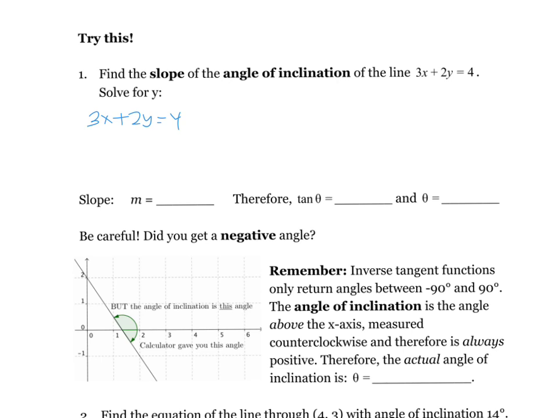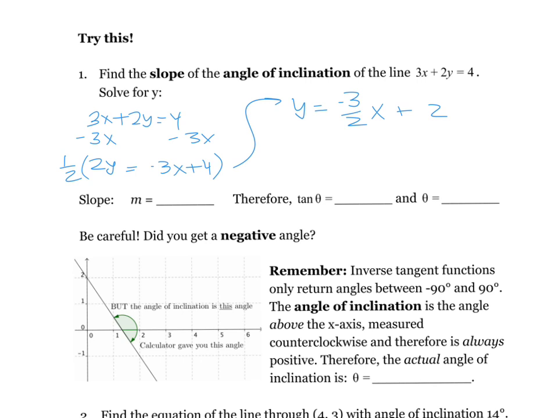I want to get it to y equals mx plus b. Let's subtract 3x from both sides. 2y equals negative 3x plus 4. And let's divide both sides by 2. y equals negative 3/2 x plus 2. Okay, so what's the slope? Well, once I've got it in y equals mx plus b form, there's my slope. So I'll just record that. It's negative 3/2.